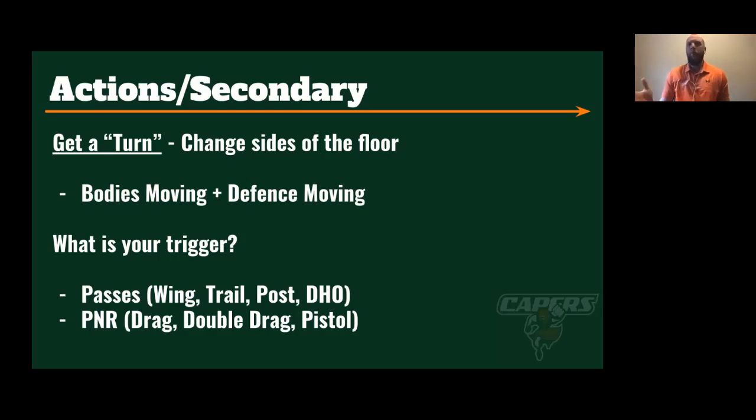So again, you can pick whatever you want for your trigger as far as what that's going to mean. For us in the past, we've used passes as our trigger to trigger our actions into our secondary actions. So are you passing to the wing? Are you passing to the trail? Are you passing it directly into the post? Are you doing a dribble handoff with the strong side? All of those things can trigger the actions that you do. Sometimes you're going to use a pick and roll to be able to do that. Are you going to use a drag, a double drag, a pistol action to kind of get things moving for your team?